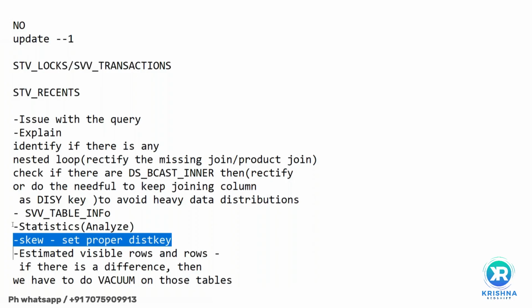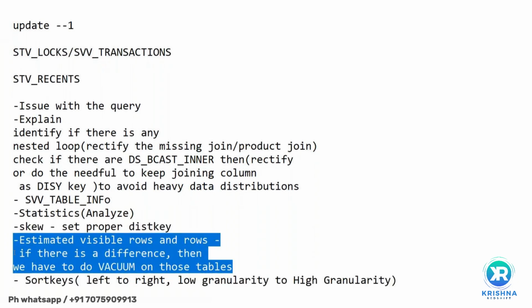Okay, what is this? Estimated visible rows here. This is the issue with the vacuum. If you see in SVV_TABLE_INFO that there is a difference between estimated visible rows and visible rows, and it is a huge difference, then there is an issue with the vacuum. At that time, you have to run the vacuum, because the problem is that it will eat up the space. At that time your job will fail with a no more disk space or disk full error.